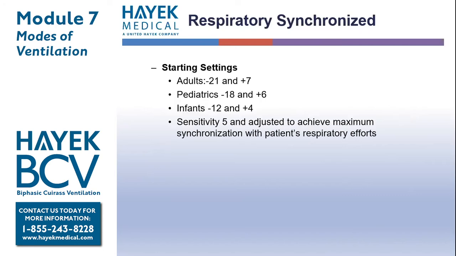Starting settings for respiratory synchronized are similar to the other biphasic modes, with adults at -21 peak negative inspiratory pressure and +7 peak positive expiratory pressure. In pediatrics, -18 and +6. In infants, -12 and +4. Sensitivity should be started in the mid-range, about 5, and adjusted to achieve maximum synchronization with the patient's respiratory efforts.